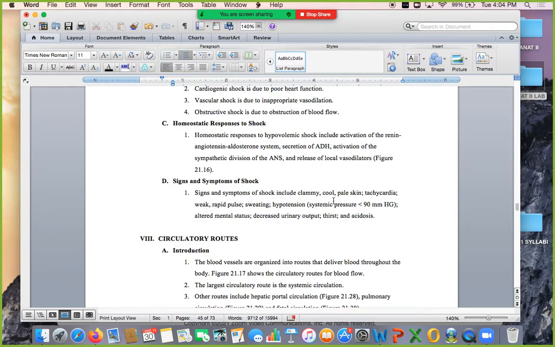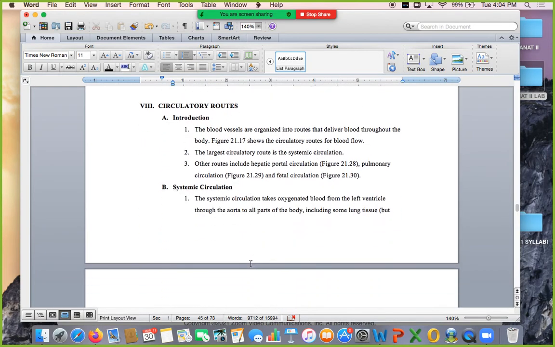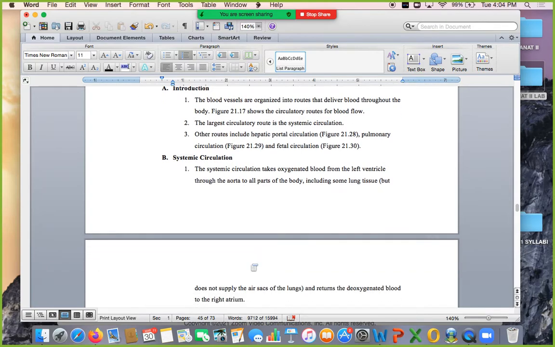Basically, they are trying really hard to pump blood, but they're failing extensively. So they're going to have a weak pulse that's very rapid, so it's not able to perfuse the tissue. Sometimes they can be sweating, but that is the beginning stages. Also, we can have really low blood pressure. Blood pressure lower than 90 is considered really low. This results in altered mental status, right? The brain's also not getting what it needs. And decreased urinary output. There's no water to go through the urinary tract, which results in thirst and also blood acidity.